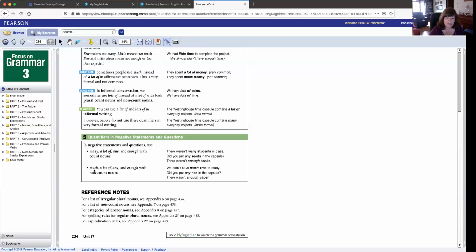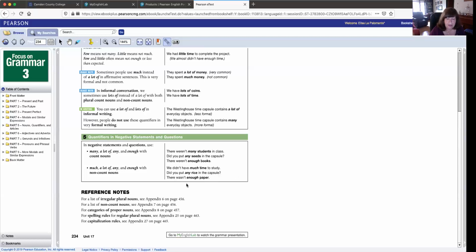And it tells you to use much, which is different than many, right? You can only use many with count nouns. You can only use much with non-count nouns. However, these are the same. A lot of, any, enough. We didn't have much time to study. Time is non-count noun, so we have to use much. Did you put any rice in the capsule? So we have to use any here. This is a question. And there wasn't enough paper. Paper, because we're not saying piece of paper, we're only saying paper, is considered a non-count noun.